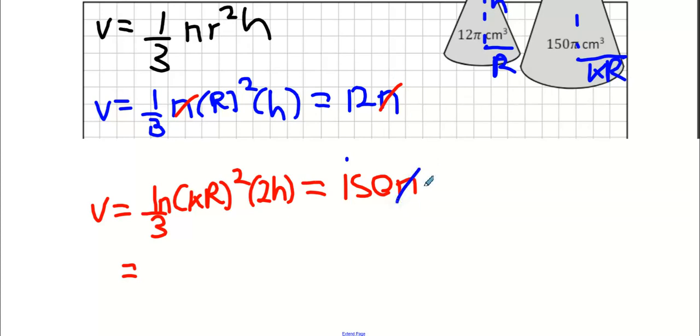Now, the pi's cancel. Okay? And I'm going to get kr multiplied by another kr, yeah? So it's going to be 1/3 k squared r squared. And there's that 2, isn't there, as well? I'm just going to multiply the 2 by the 1/3 to make that 2/3. Okay? And I'm going to put the h at the end, and that equals 150.